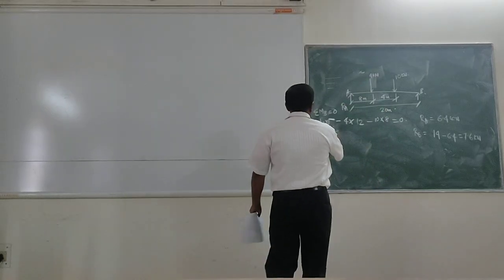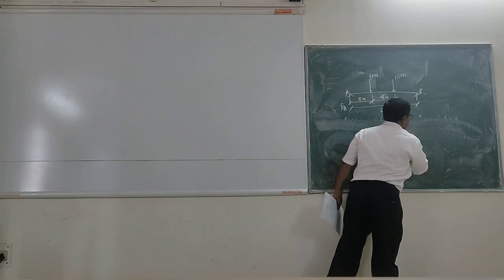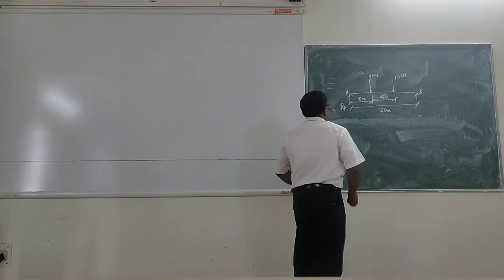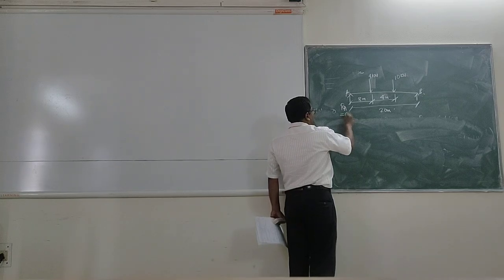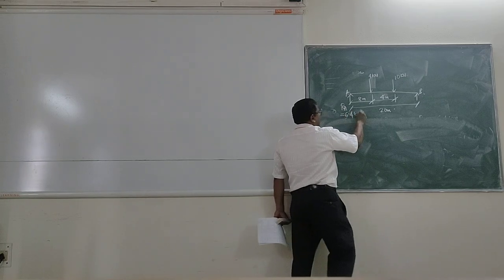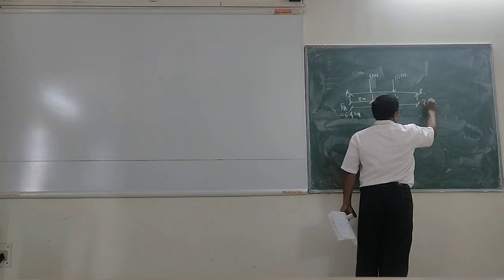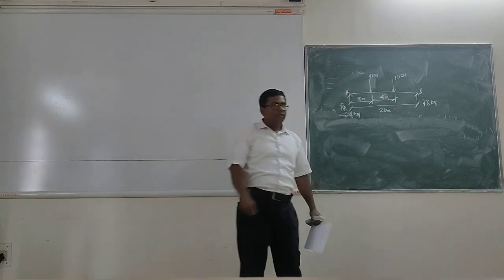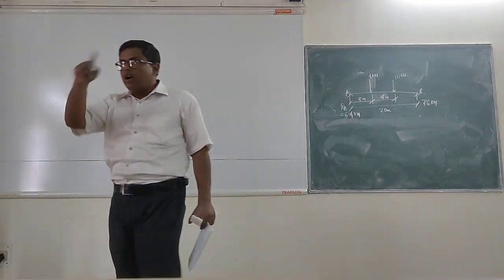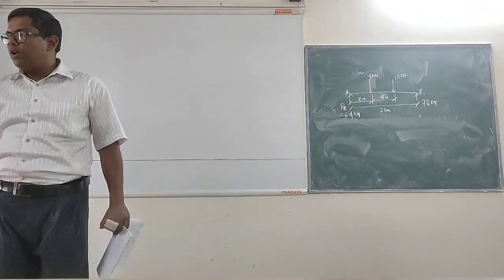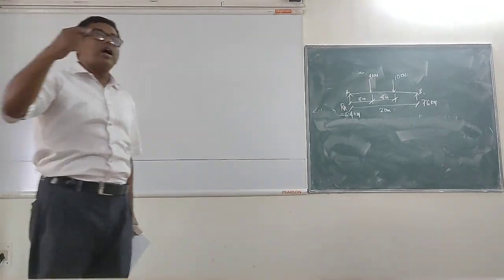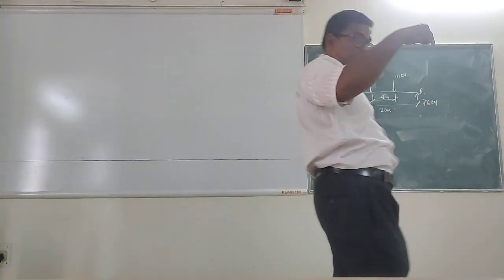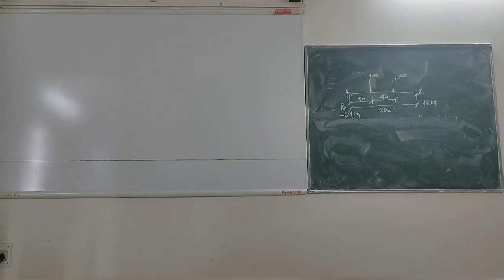Now I will put the reactions back inside the diagram. So here I should write RA equal to 6.4 kilonewton and RB is 7.6 kilonewton, right? All of you have got it? How to find the reactions? Have you understood? Now you try to write the double integral equation for deflection and apply Macaulay's condition.